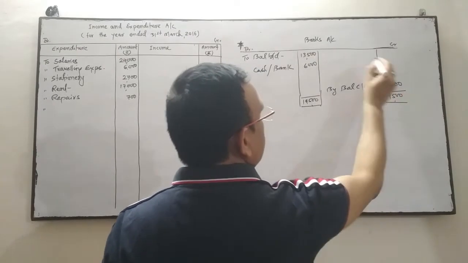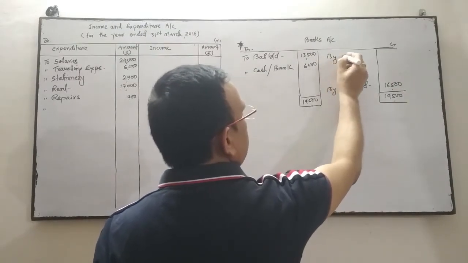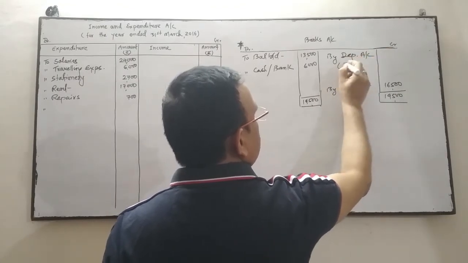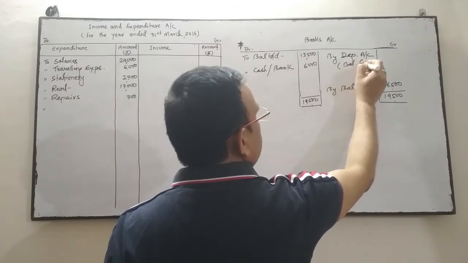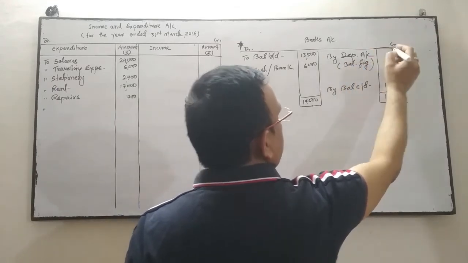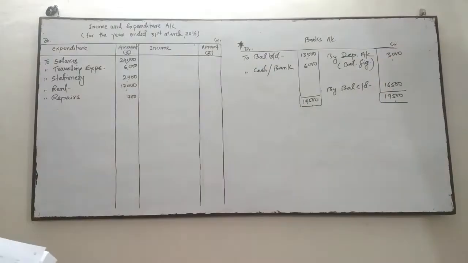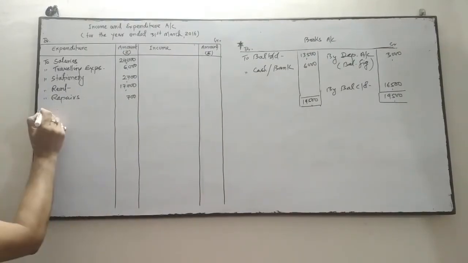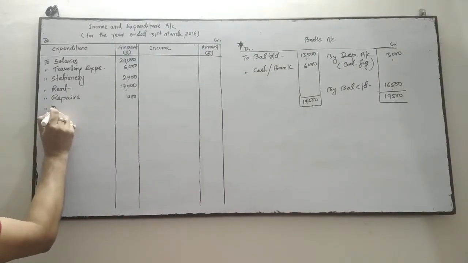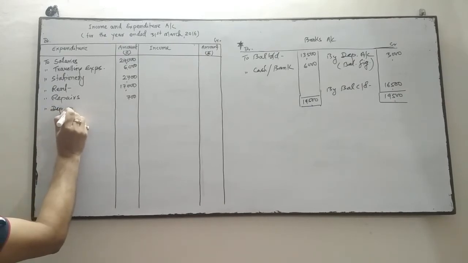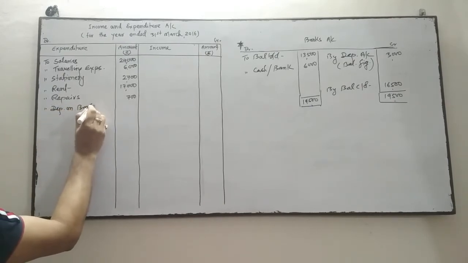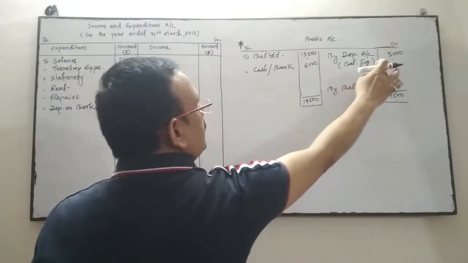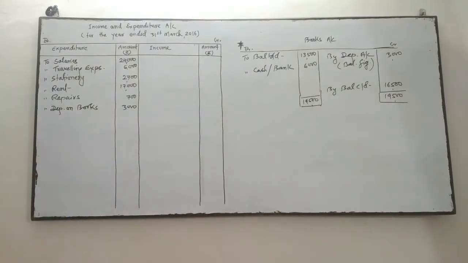Difference amount indicates, here the balance is not same, so the difference amount indicates the depreciation. This is the balancing figure, and the depreciation is 3,000. So this is the depreciation on books. So we will write here depreciation on books, that is 3,000. This figure, depreciation on books, is a revenue expenditure.